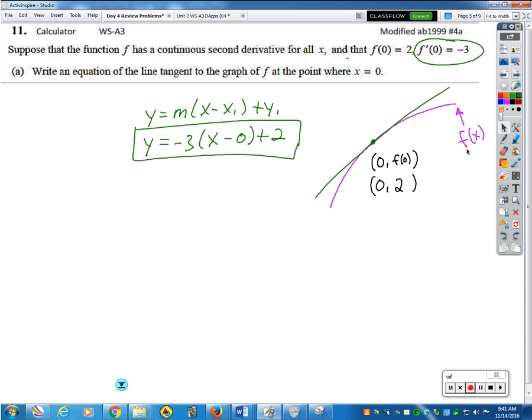And then I labeled it. So the point I want is x equals 0. I need the y coordinate. Well, that's called f of 0. But they told me f of 0 is equal to 2. So I know the point is 0 comma 2.